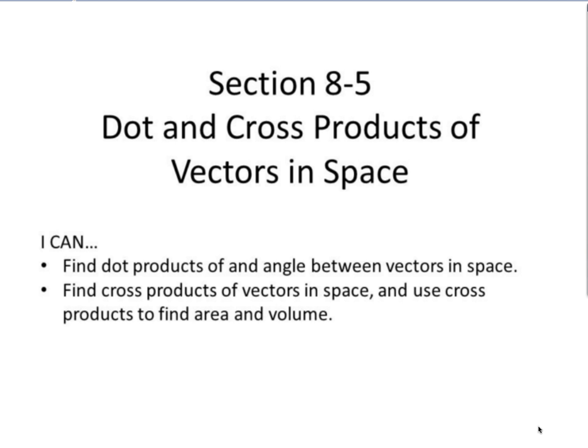This is section 8.5, part A, dot and cross products of vectors in space. Your I can statements for this section: I can find dot products and the angle between vectors in space, and I can find cross products of vectors in space, and use cross products to find area and volume.